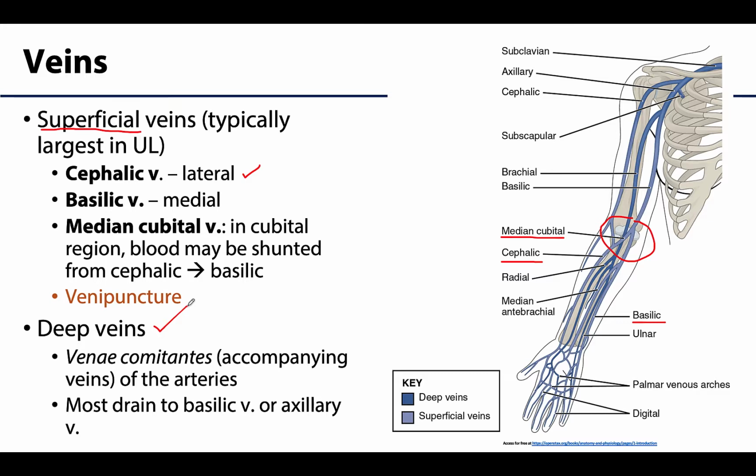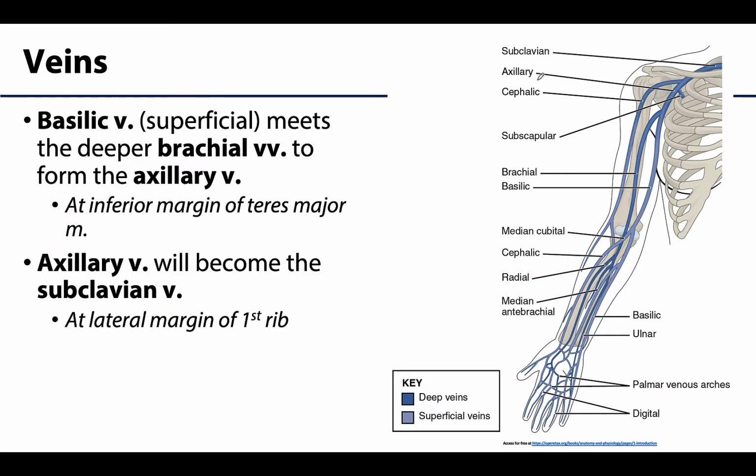Most of these deep veins are going to drain into the basilic vein or more directly into the axillary vein. Now, to head back towards the heart, the superficial basilic vein typically meets or coalesces with the brachial veins to form the axillary vein. At that same boundary for the arterial name change, so that inferior margin of teres major muscle.